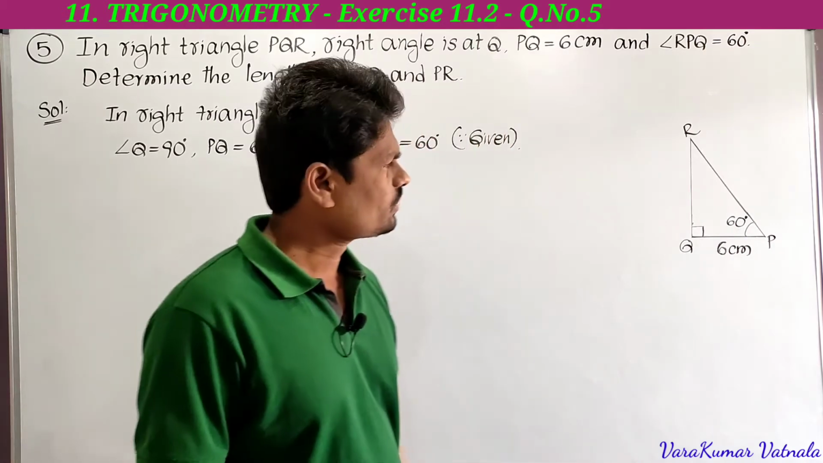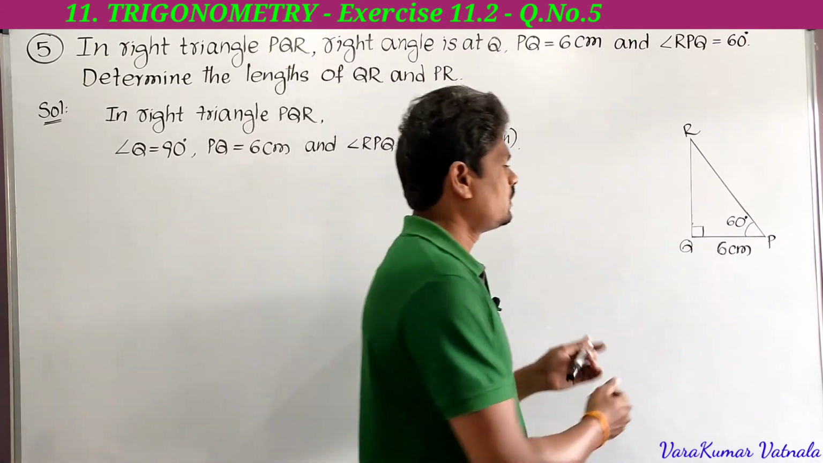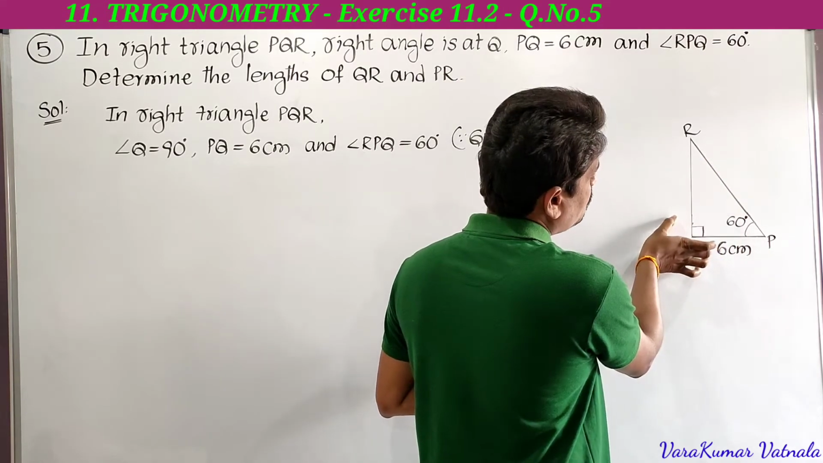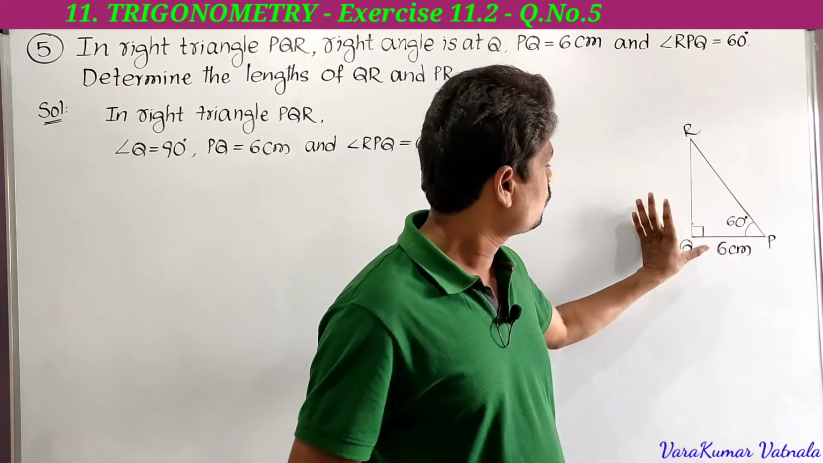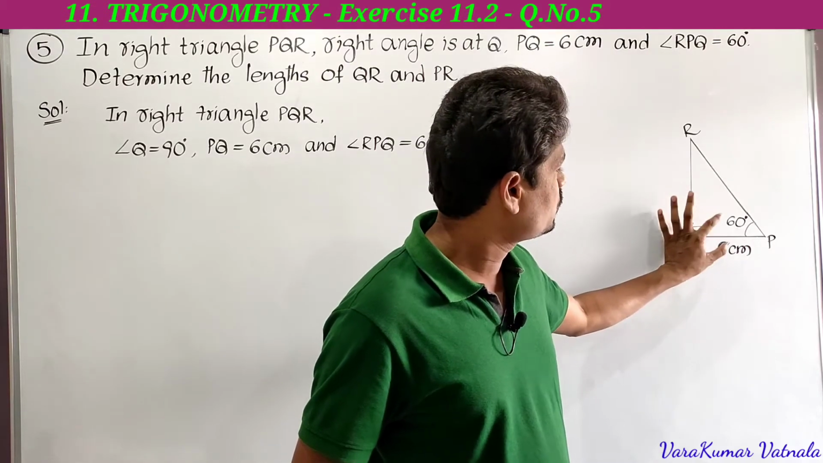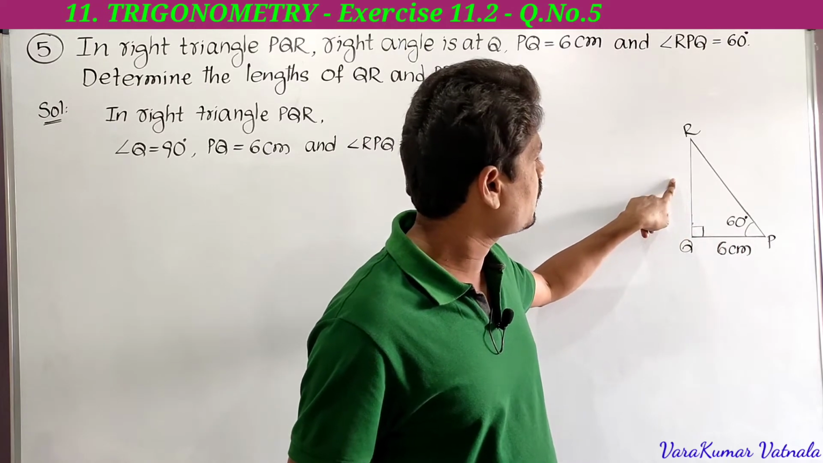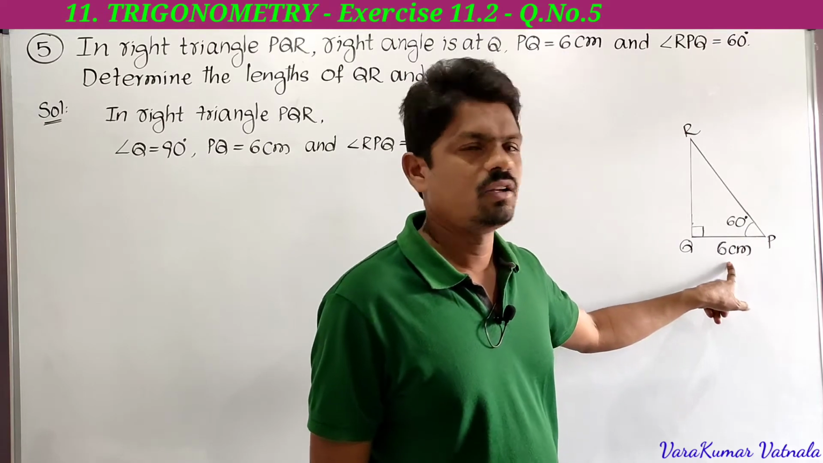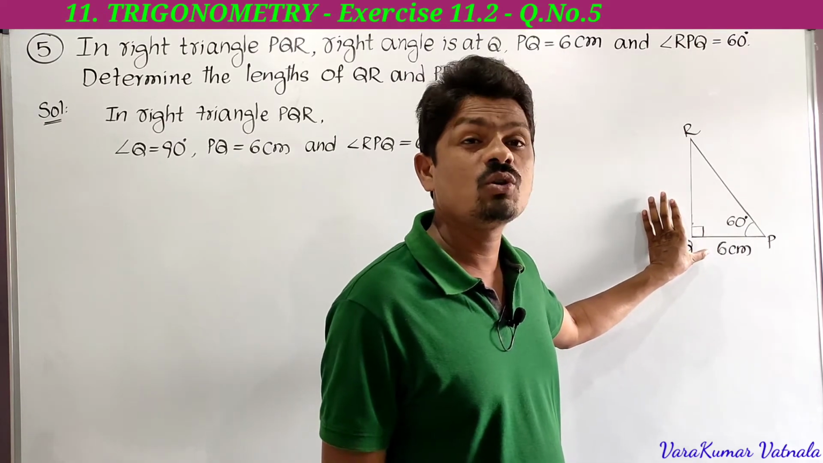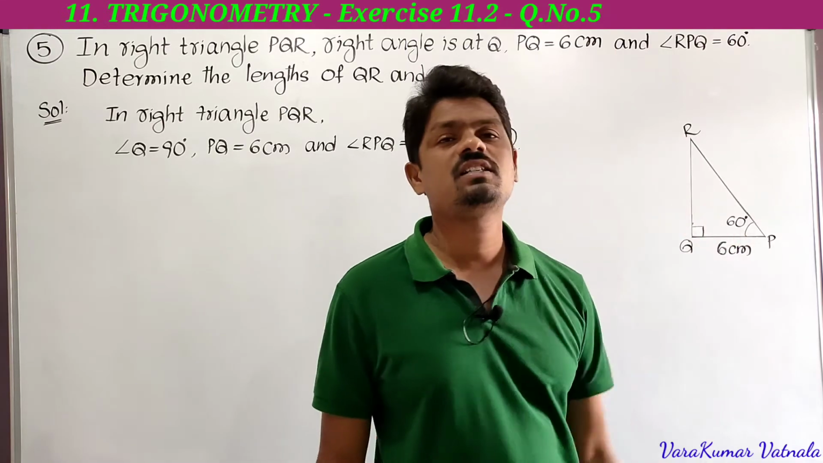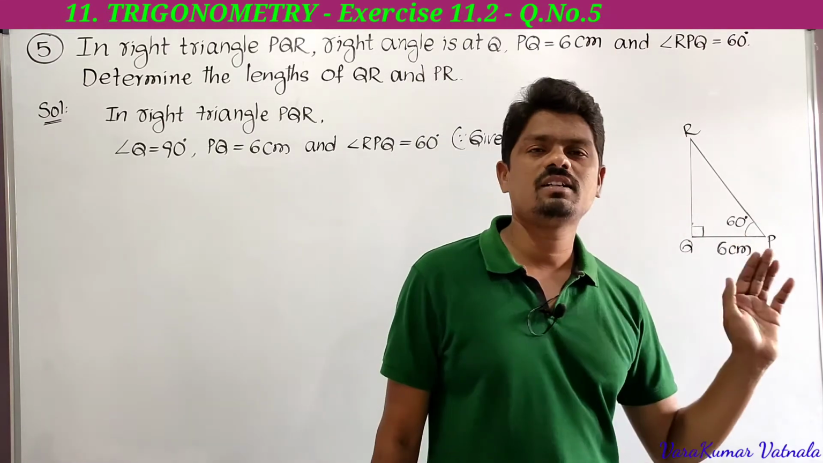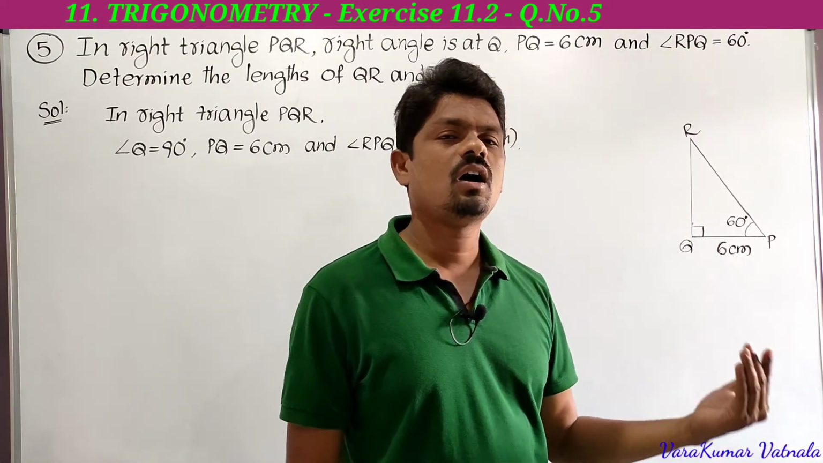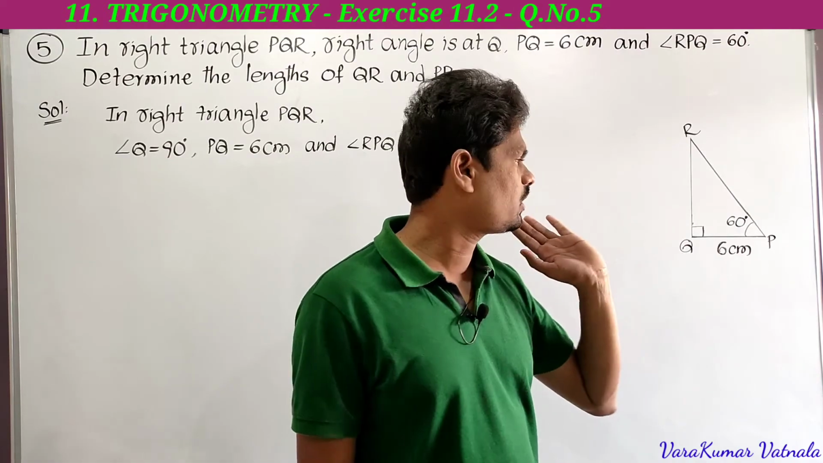Now how can we find it? See here, this is PQ, which we know, and we have to find QR. So we have to relate these two sides. With respect to angle 60, QR becomes the opposite side and PQ becomes the adjacent side. Which trigonometric ratio relates opposite side and adjacent side? Tan theta relates them. Cot also relates opposite and adjacent, but we take tan.